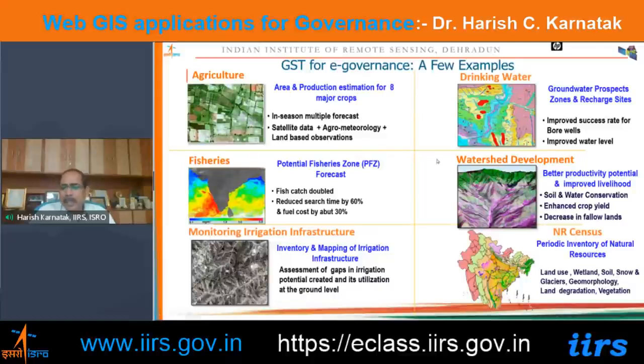Then another interesting online platform is for drinking water purpose. We have a program called Groundwater Prospect Map and Zone and Recharge Sites. And these maps are available for the entire India under the ISRO Bhuvan geoportals. Here you can download this map for your local area, topography-wise. You can also search state, district, and village level data sets, and it provides the potential zones where there is a possibility of good groundwater. Basically, for drinking purposes under the Rajiv Gandhi Drinking Water Mission programs, it has improved the success rate of the bore wells and improved the water levels.